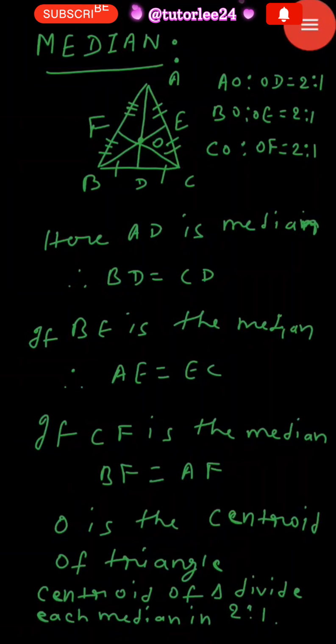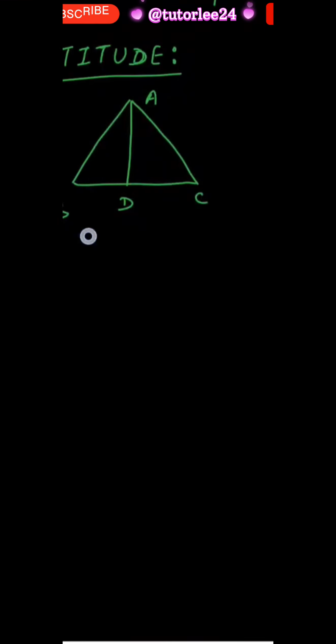Next, we will discuss the basic concept of altitude. So now we will discuss altitude. What is altitude? An altitude of a triangle is the perpendicular drawn from a vertex of a triangle to its opposite side. Suppose in this triangle ABC, from vertex A, if we drop perpendicular AD on the opposite side BC, then this AD is called the altitude.